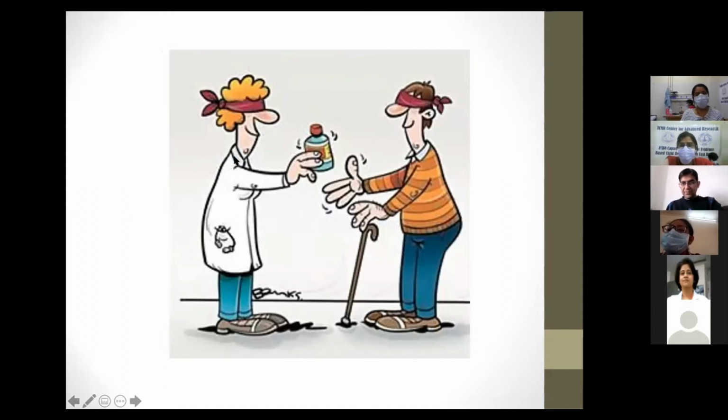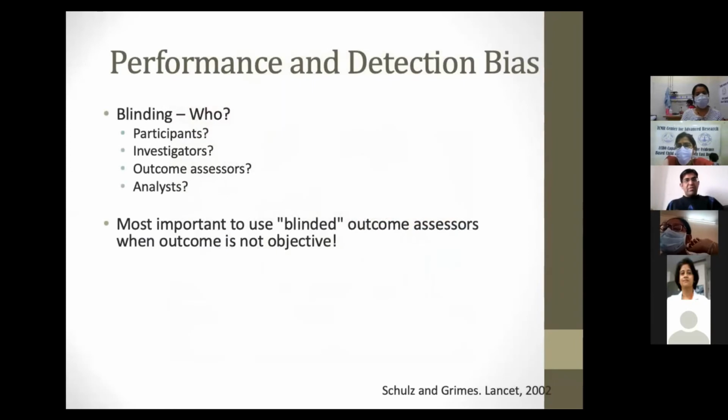Performance and detection bias, can you explain once again, please? So performance bias is basically when the participants and investigators are not blinded, so it can affect the performance of the treatment, because if the participant is aware that he is getting a new drug, he might be reluctant to take it, and he might tell the investigator that okay, I've done it, but he has not taken the drug.